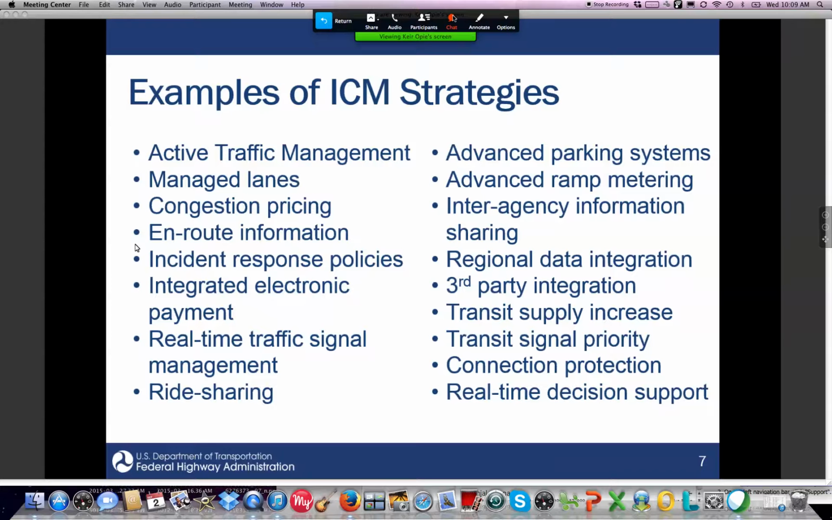So there's a long list here. This is not an exhaustive list. There are other things on here that could still be considered ICM strategies. But this is a quick overview of the different types of strategies that you might want to try to implement within an ICM framework.